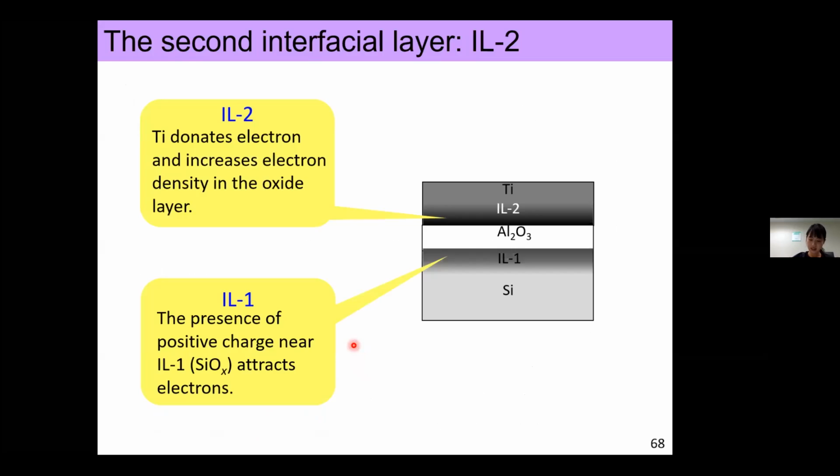So actually, there is a second interfacial layer, IL2. In this case, titanium donates electrons to alumina, resulting in increase of electron density in IL2.